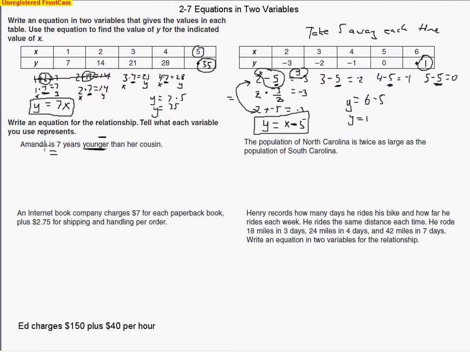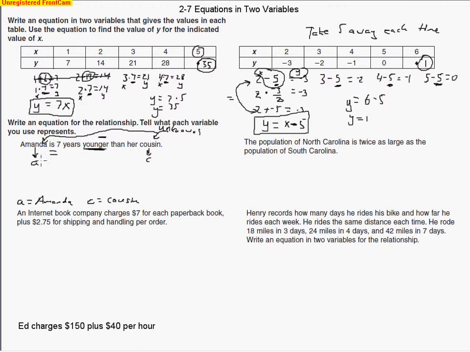Okay, so let's talk about our unknowns here. So our unknowns are going to end up being the cousin and Amanda. So let's go ahead and assign some variables. I'm going to call Amanda A. So I'm going to say A equals Amanda. And I'm going to say C equals cousin. So this will be C. So that's the cousin. So those are my variables. So I have defined my variables now.